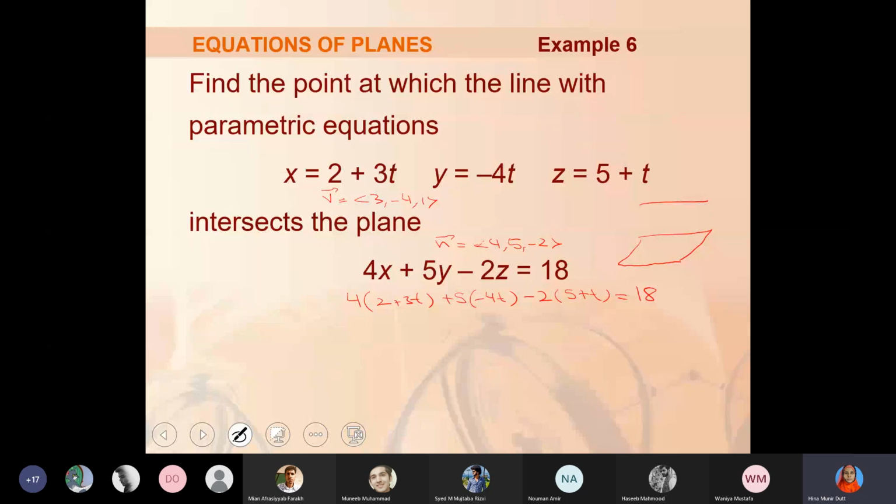If the line is parallel to the plane, if I put the point in the plane, what will I get?